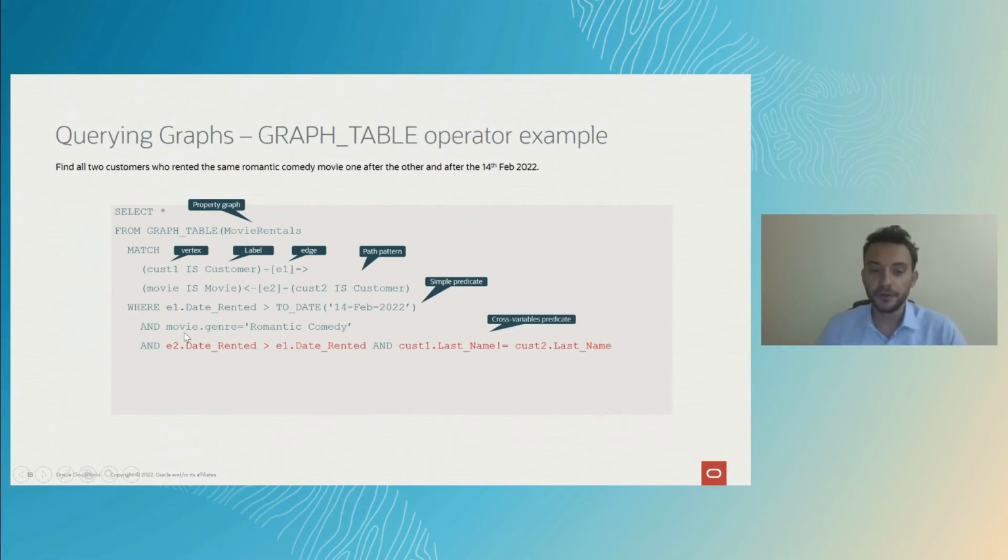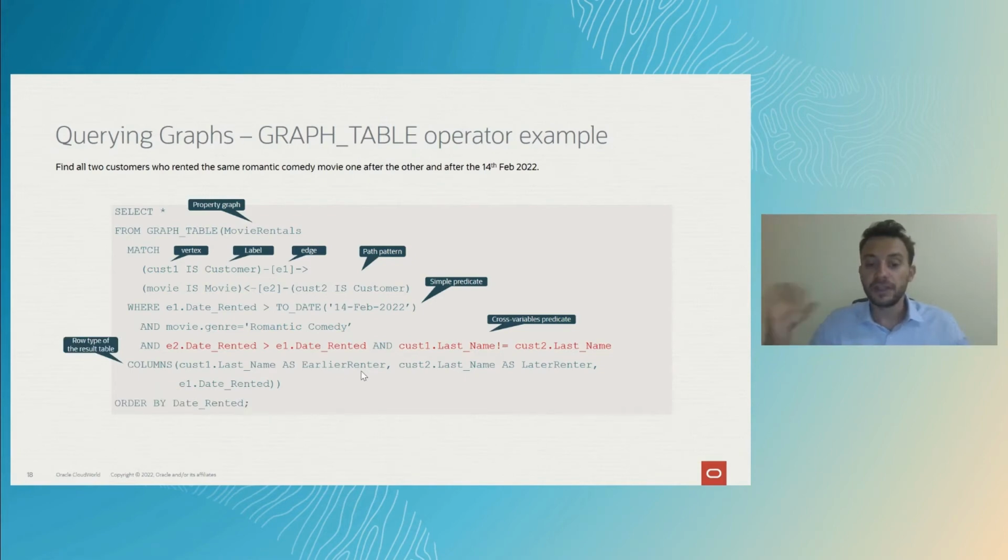So we wanted the second rental to happen after the first rental. The movie type should be romantic comedy, and then the first rental should happen after 14th of February 2022. And then we can also decide what data we want to project out. In this case, I just decided we want the name of the two renters and the date of the first rental, and then we can order by the date of the first rental. So this basically shows very quickly how you can construct a graph query that answers this very simple question.